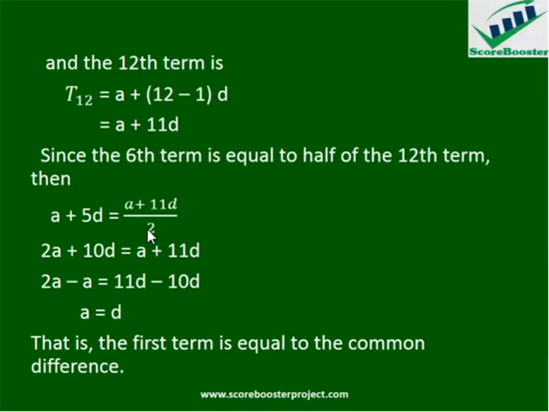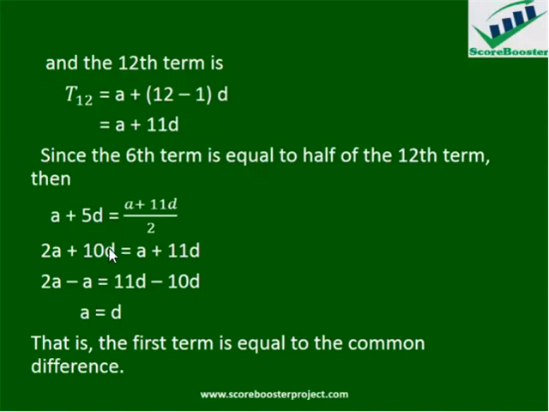So we cross multiply. 2 will multiply a plus 5d and 1 will multiply a plus 11d. So 2 multiplied by a will give 2a, plus 2 multiplied by positive 5d will give positive 10d, which is equal to a plus 11d. So we collect the like terms. A will come to this side because it's the same, and plus 10d will come to this side. If a comes to this side, we have negative a, that is 2a minus a, and here we have 11d minus 10d. 2a minus a is a, and 11d minus 10d is d.